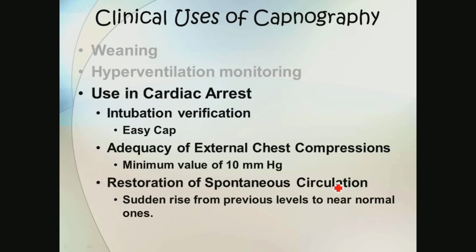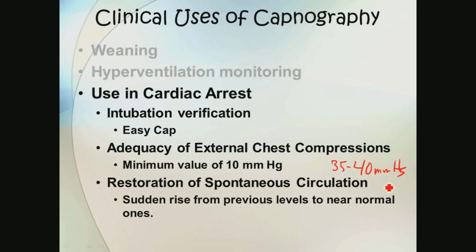And in cardiac arrest, we know about the EasyCap being utilized. I think we finally got people to use some mechanism to verify endotracheal intubation versus esophageal intubation. But now, again, we're looking at external chest compressions where normal end-tidal CO2, this is what AHA says, is 35 to 40 millimeters of mercury. I think we learned a little bit different value than that, but okay, whatever.